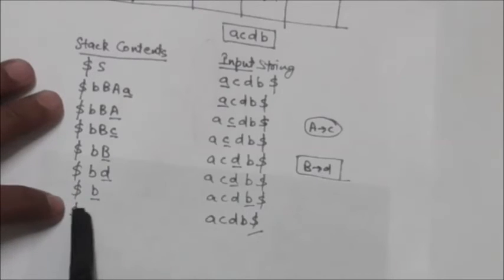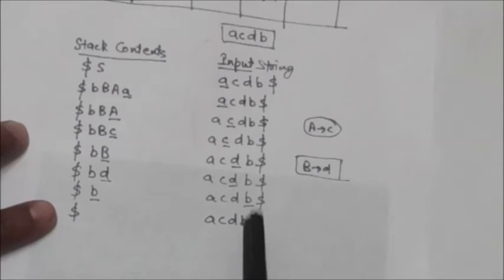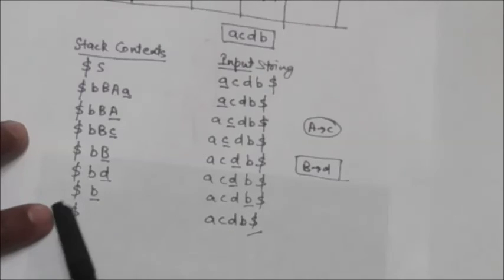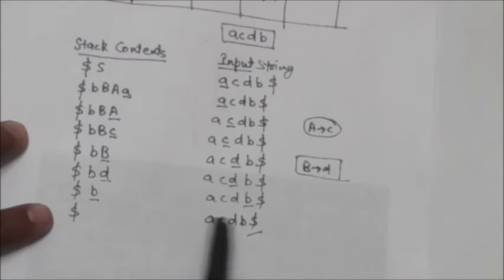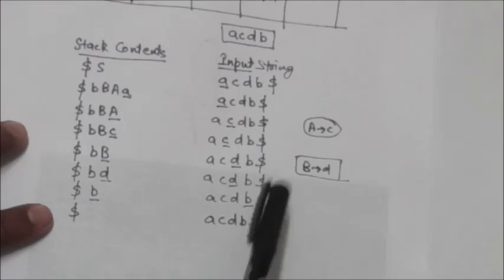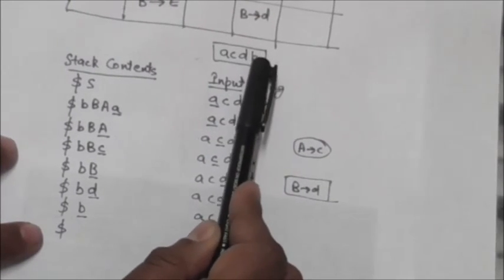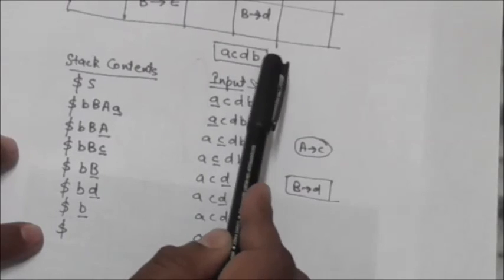Now at the top of stack there is this dollar symbol, and now input pointer points to this dollar symbol. So in this case what will happen, the parser will halt and it will announce the successful completion. It means this string A C D B is syntactically correct.